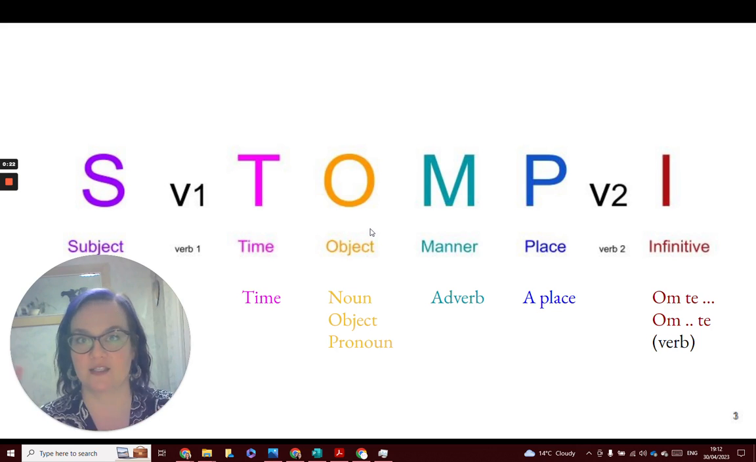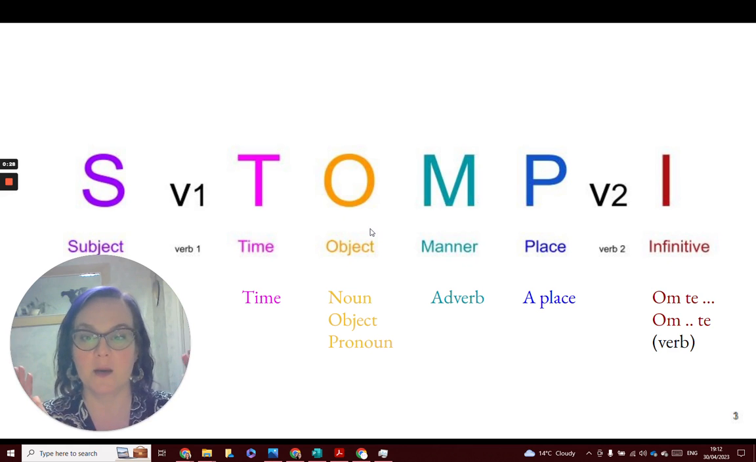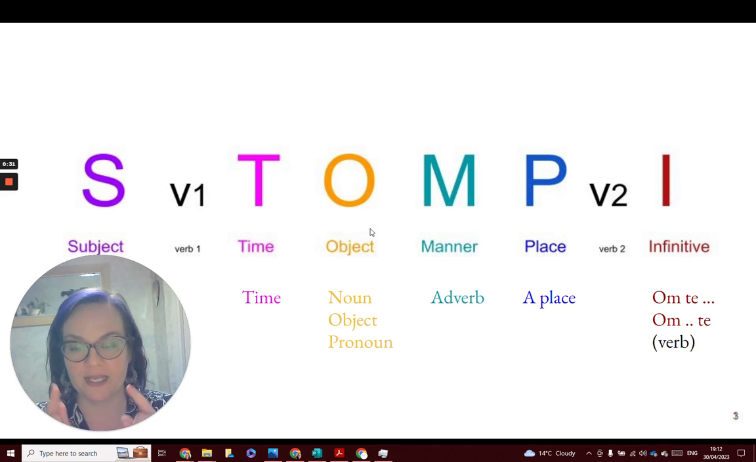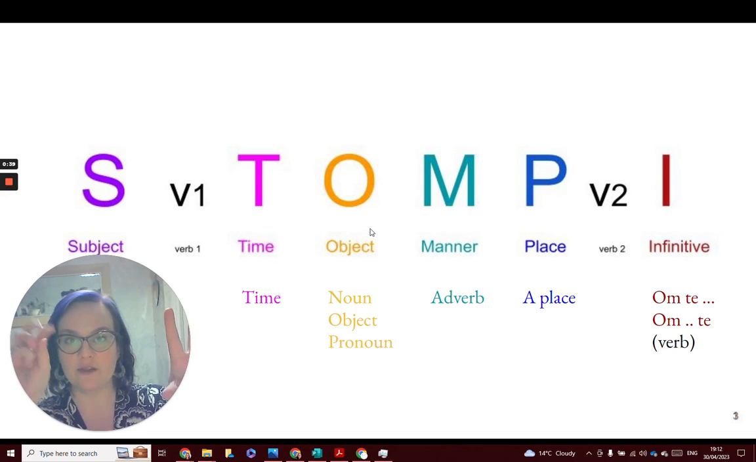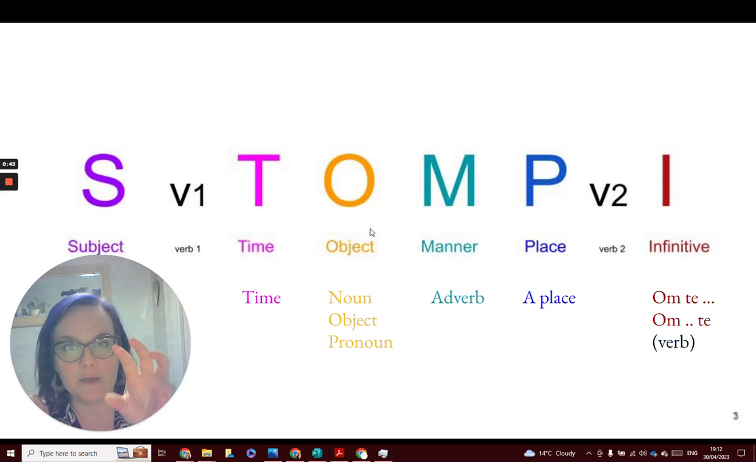Today we are looking at STOMPi. We are putting some groundwork in and recognizing how to use STOMPi by focusing on verb 1. Verb 1 for today is the main verb. I will be introducing you to STOMPi, giving you a bit more detail about it, showing the 3 categories of verbs that I use, and then focusing on main verbs.